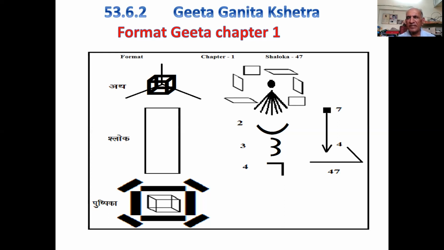The mathematics of the Geeta Ganita Kshetra of its yoga disciplines is the mathematics of a spatial order.